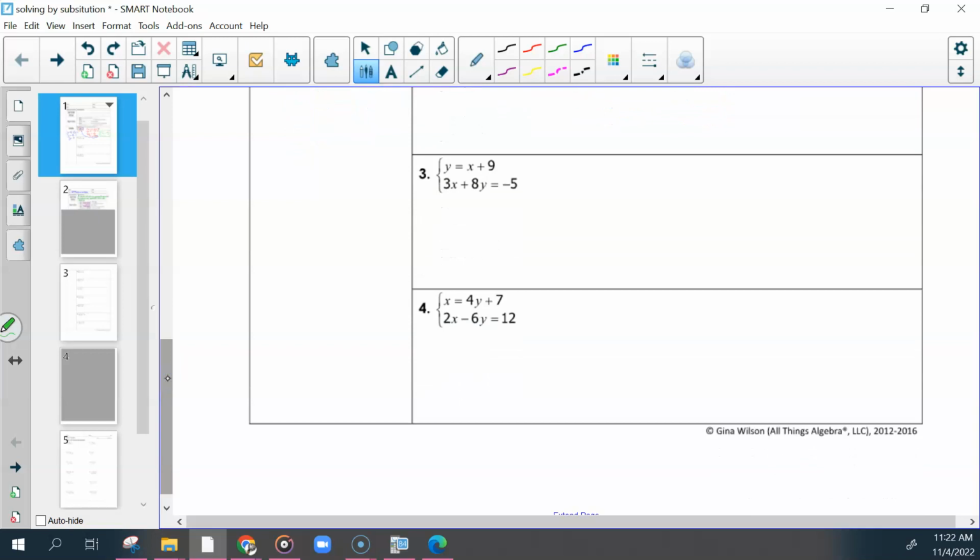Your first step, you should always be asking yourself, is one of these equations solved for x or y already? Yes. The first one. It doesn't matter that the second one's not. We don't need to do anything with that. So we're going to take this equation and put it into the other where y is. So it's going to look a little different than what we just did. And we're going to rewrite this second equation. So it'll look like 3x plus 8 times x plus 9 equals negative 5.